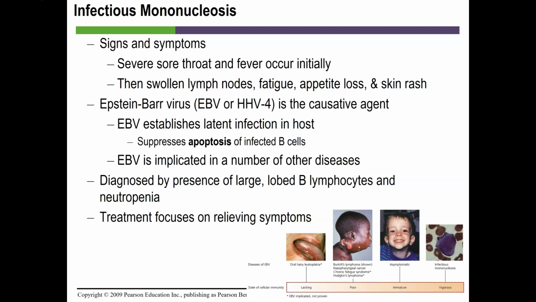The Epstein-Barr virus that causes this infection is also implicated in other types of conditions, including a couple of cancers like Burkitt's lymphoma and oral hairy leukoplakia, where you see these lesions on the tongue of this individual. The Burkitt's lymphoma tends to be concentrated in areas where you also find malaria, so it seems that there is some sort of co-infection that leads to the condition because you don't find it everywhere.